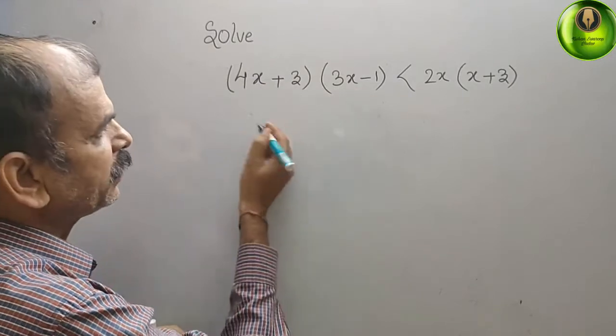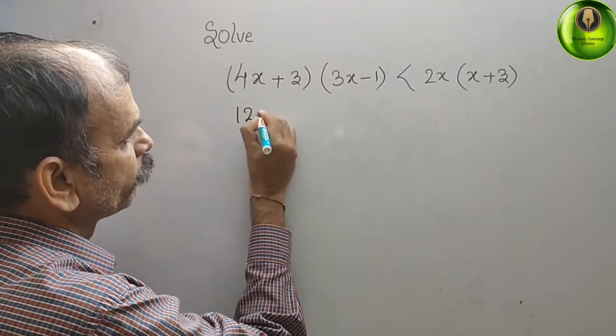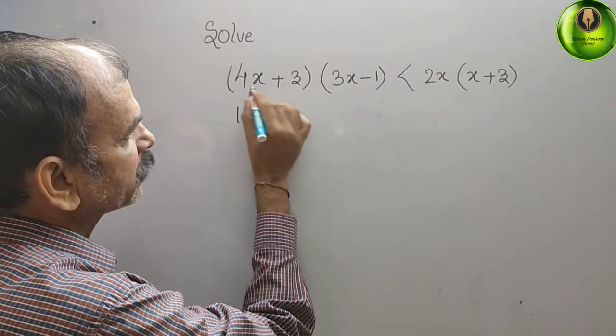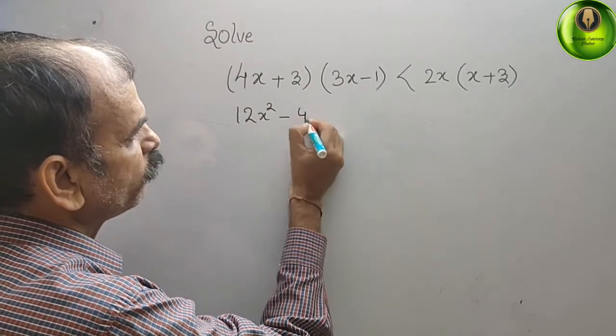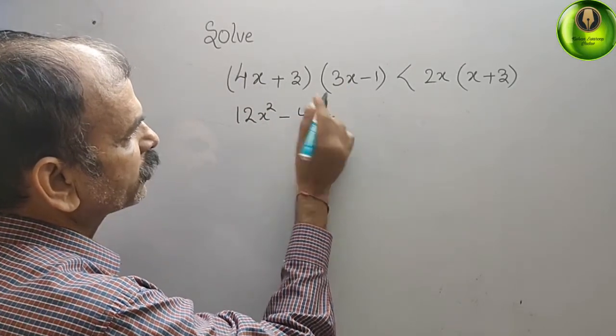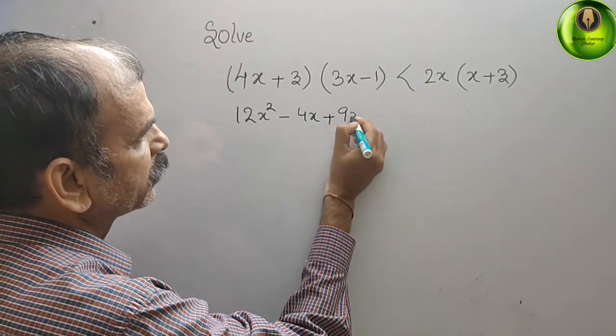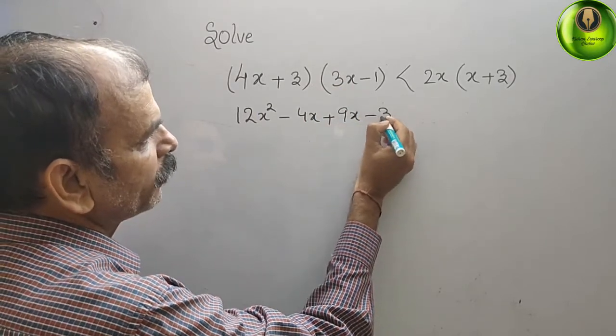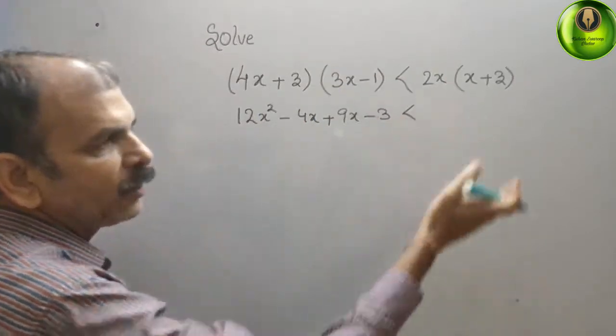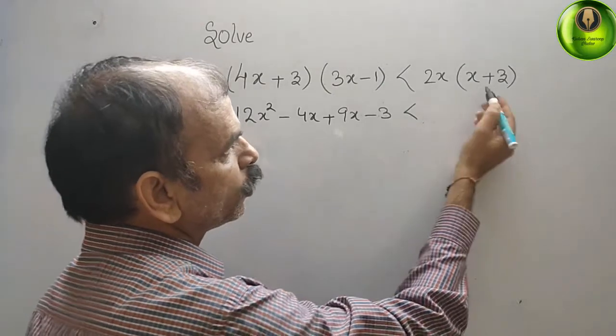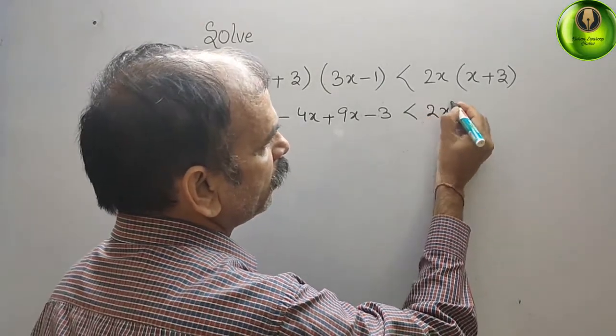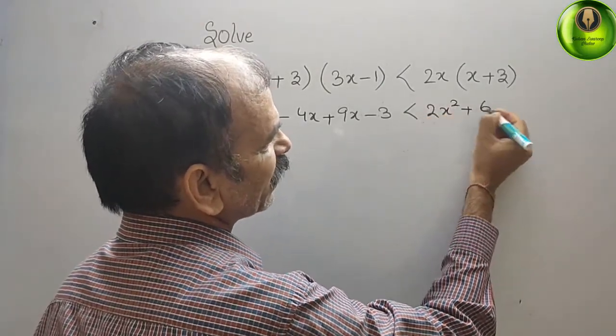4x times 3x is 12x square. Minus 4x into 1 is 4x. Plus 3 into 3x is 9x. Minus 3. And towards your right, what is that? 2x square plus 6x.